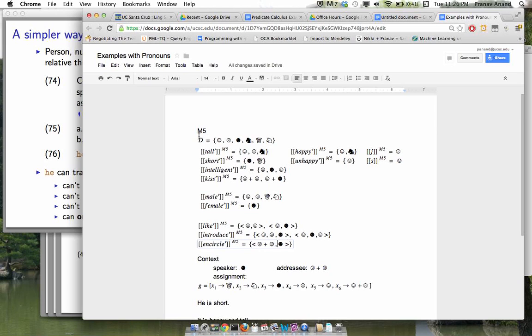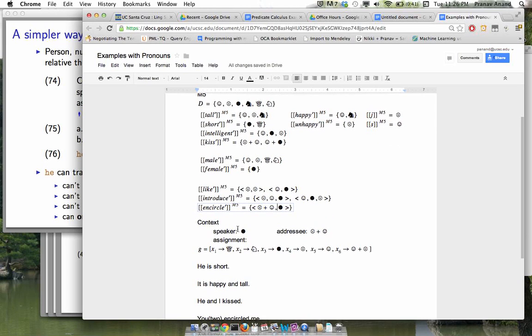All right, the other thing that I've added in addition to the model is this context. So now imagine that this is a particular snapshot in time in which one individual is speaking in a certain situation, and so here this is the speaker and here's the addressee. And the addressee could be either atomic or a sum individual, and so it's a sum in this case. So this individual is talking to these two.